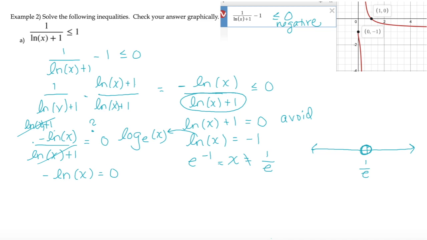I can divide by negative 1. So I have the natural log of x is still equal to 0. Again, the natural log is the same as log base e. So e to the 0 power, where is that equal to x? Well, anything to the 0 power is 1. So we're also looking at 1.